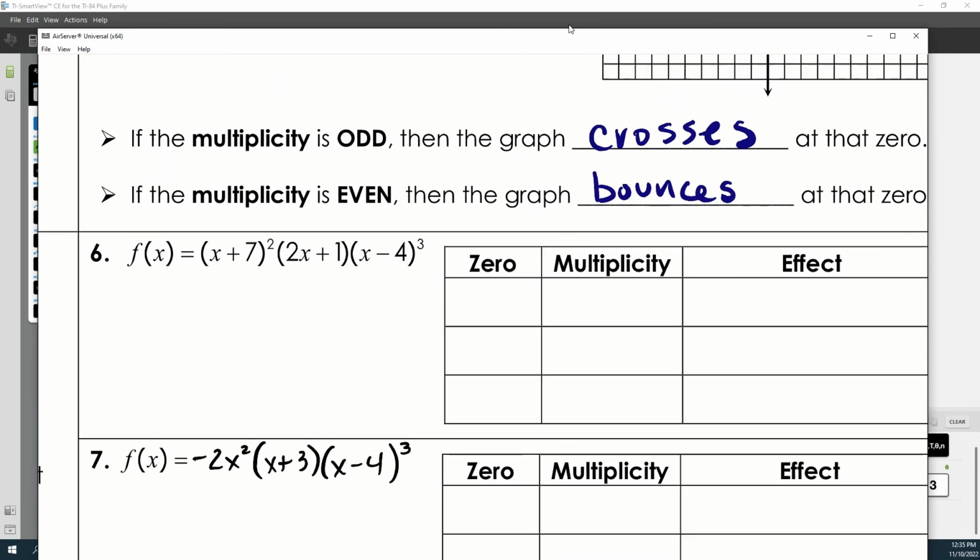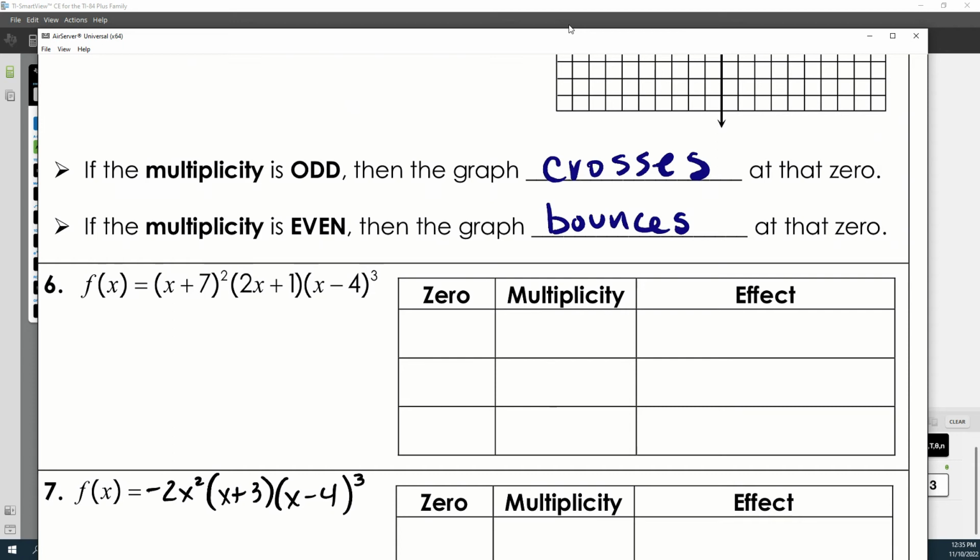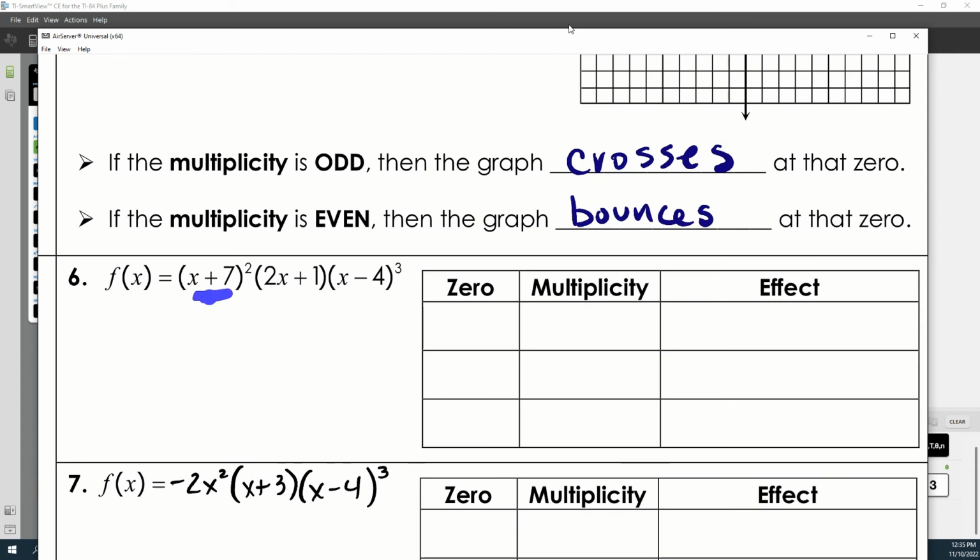Okay. So what we're going to do on 6 and 7 is look at the function in factored form and tell the zeros, multiplicity, and if it's going to bounce or if it's going to cross. So our first factor we have is x plus 7. So what do you think the zero is going to be for x plus 7? -7. Good.